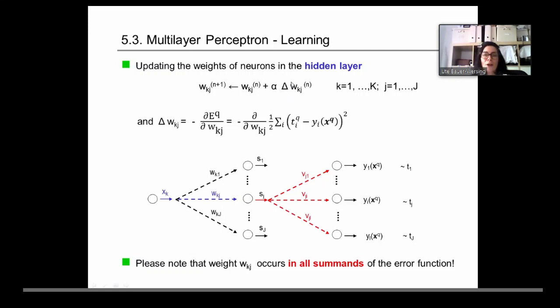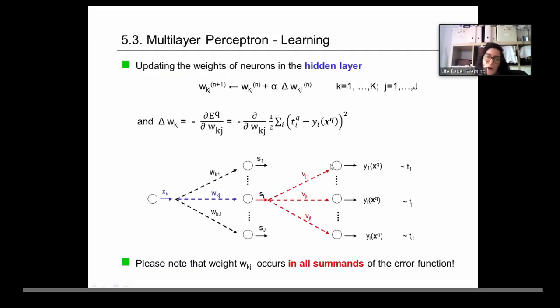So how do we calculate the delta values for the weights of the hidden neurons? The approach is basically the same as for the weights of the output neurons. We take the negative gradient of the error function with respect to the individual weight WKJ. That's the direction in space that we are considering. Again, we end up with this expression here. So we have to differentiate the quadratic error function for training pattern XQ.